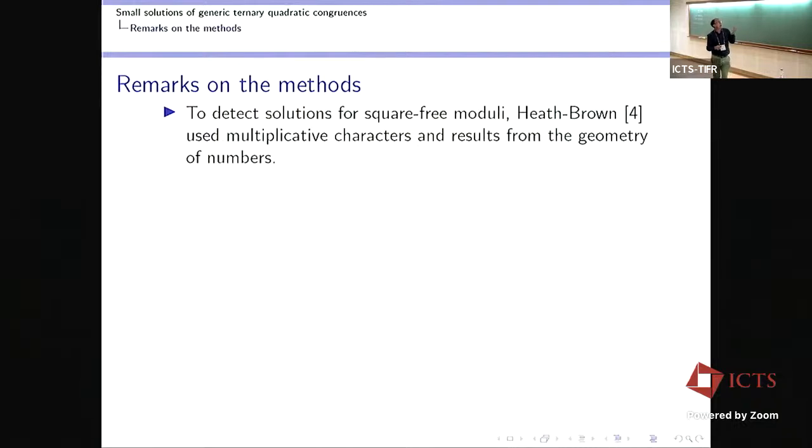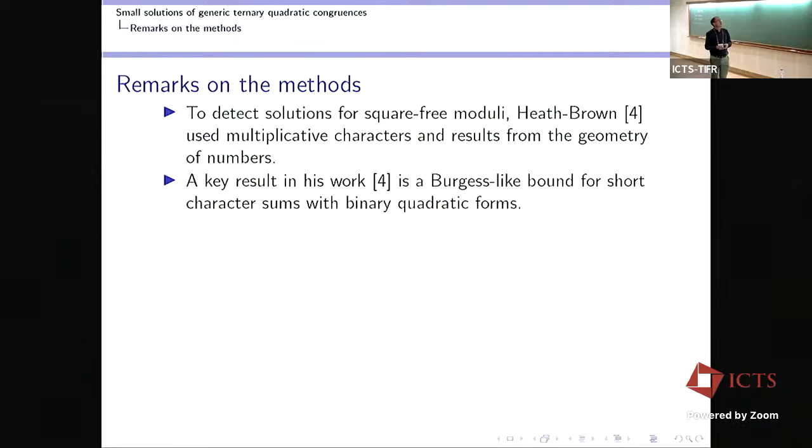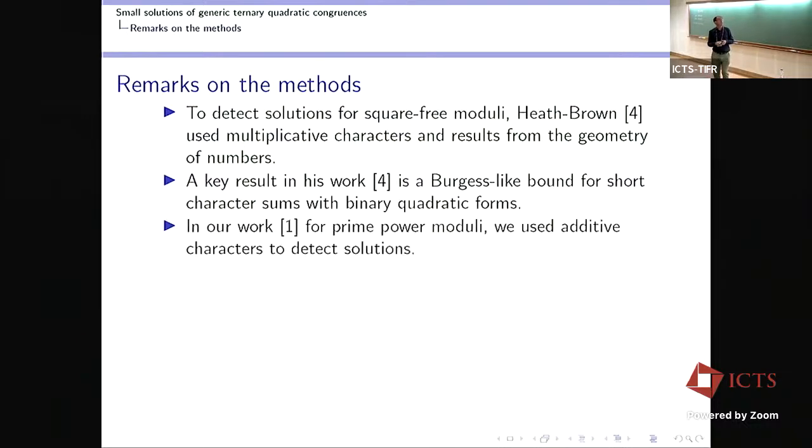Yeah, so some remarks on the methods which were used by Heath-Brown and by us. Heath-Brown used multiplicative characters to detect solutions of these congruences, and in addition, ideas from the geometry of numbers. So it's really quite involved. This paper is not easy. One key result in his work is a Burgess-like bound for short character sums with binary quadratic forms. I will come to the precise result later, because it also appears in our work, which I will describe.